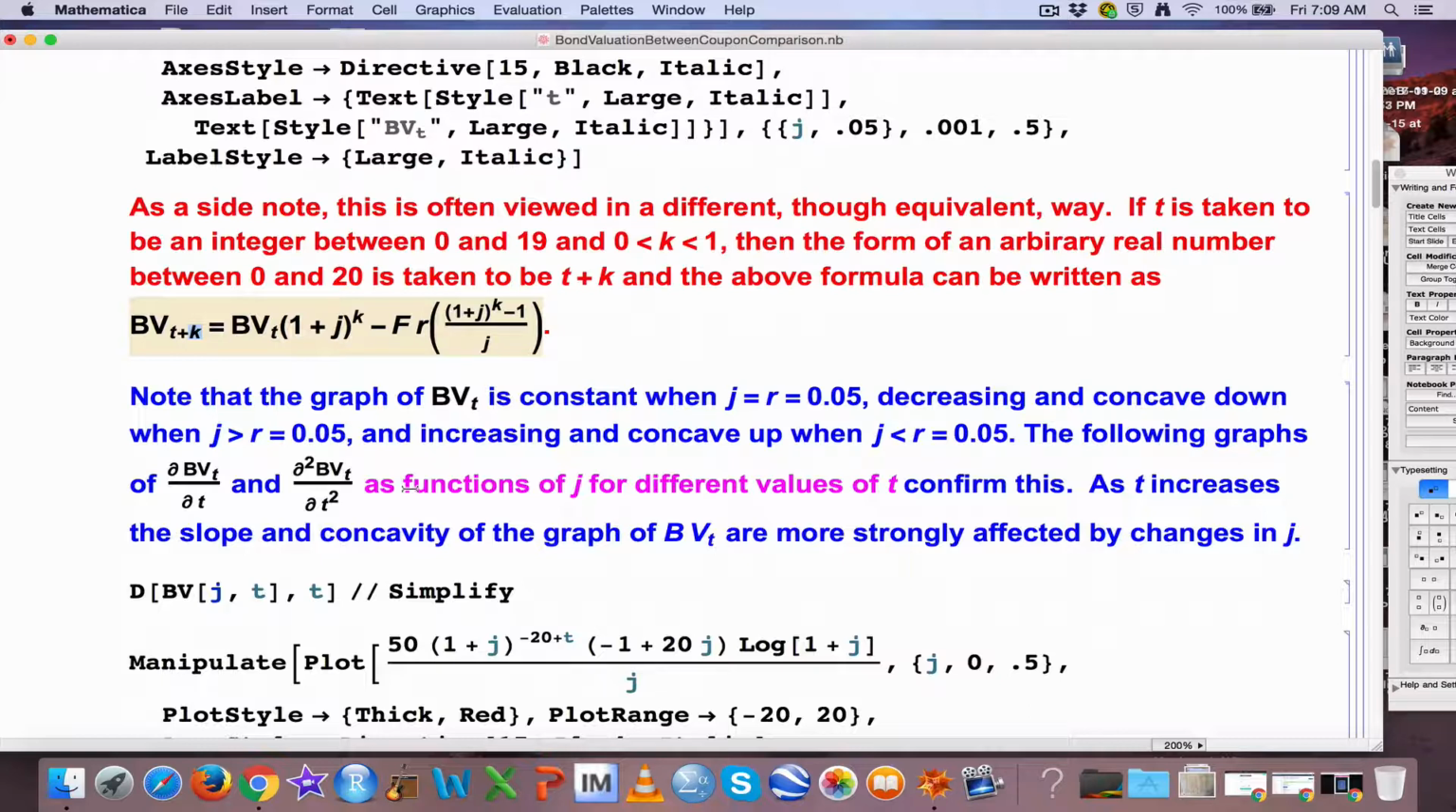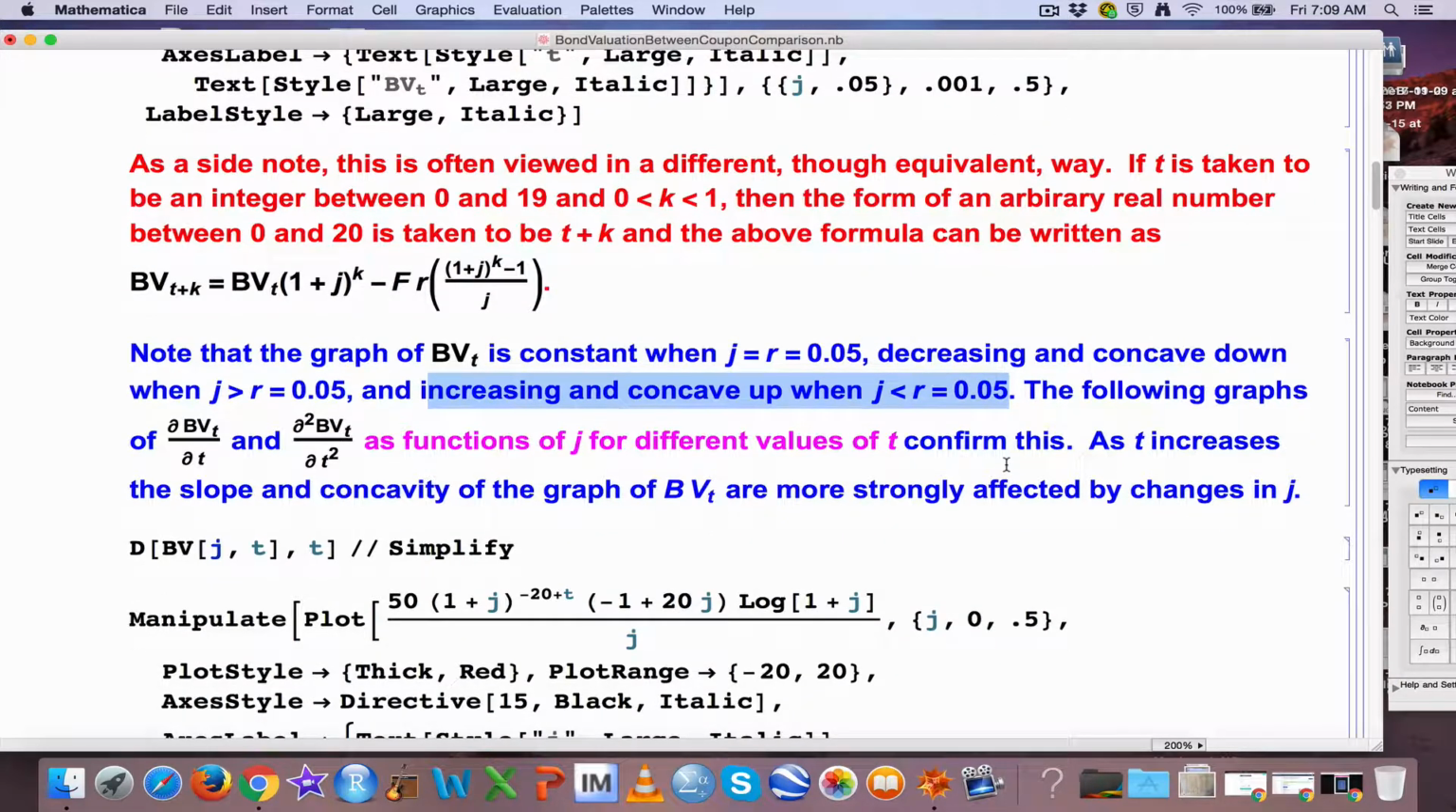I think it will give you some insight into what's going on here. So we looked at the continuous graph of BV as a function of t with a theoretical method and saw that it was constant, horizontal, when j was equal to r. It was decreasing and concave down when j was bigger than r. That's when you buy the bond at a premium. Increasing and concave up when j was less than r. You're buying the bond at a discount.